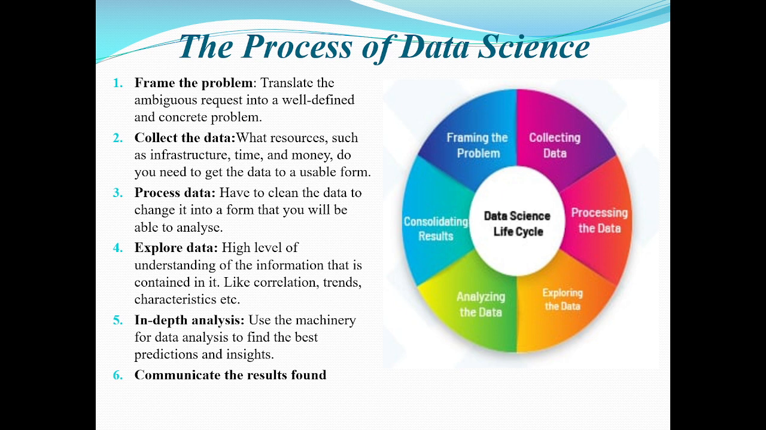The fourth point is explore the data. Here the data scientist has to get a high level of understanding of the information that is hidden in the data. That means he has to explore that data. To do so, he uses different methods like correlation, trends, class characterization and discrimination, etc. Such methods he is going to use in order to explore the data and find out the information that is hidden within it.